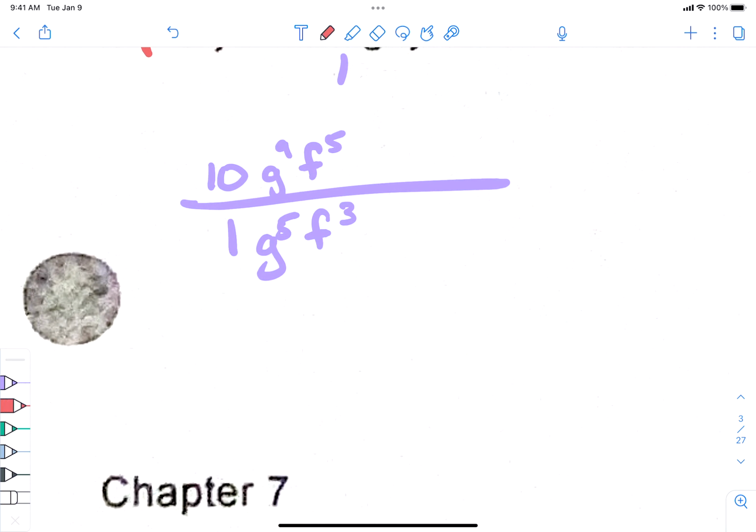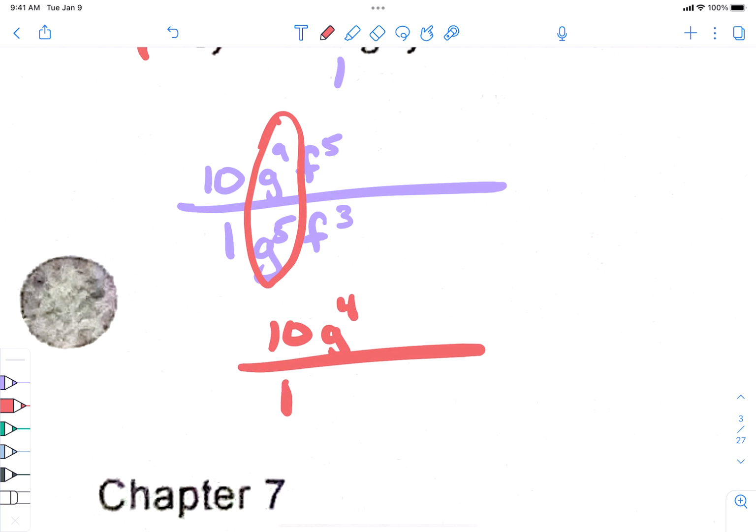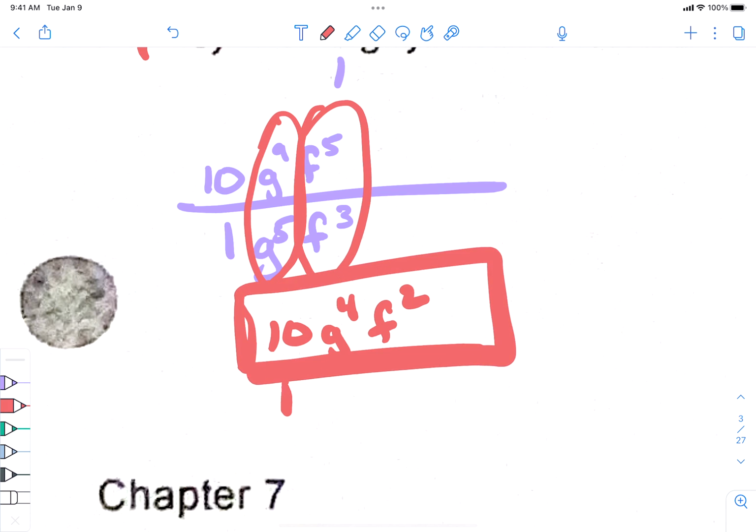So my numbers are done. I still have 10 and 1, right? But G's, I have 9 on top, 5 on bottom. 4 on top now. F's, I have 5 on top, 3 on bottom. 2 on top. Okay, look at my answer. Do I need that 1 on the bottom if it's the only thing there? No. If 1 is the only thing left on the top, you need it on the top. But if 1 is the only thing left on the bottom, you don't need it on the bottom. So you can just write it like this. Okay? Happy with that?